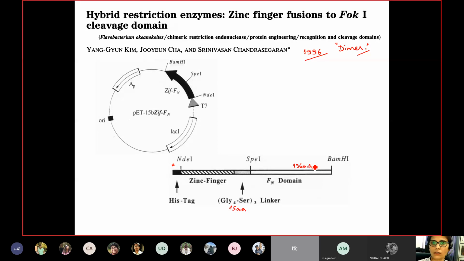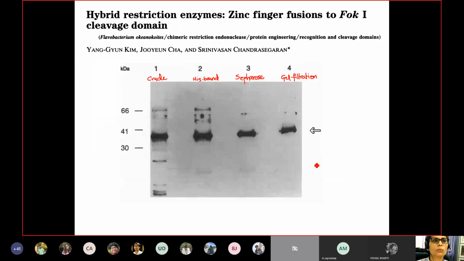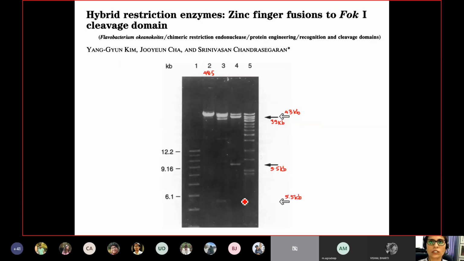They did the cloning, and after that they were able to purify this protein in good amount. For example, here you see the crude extract, then the His-bound column, then the Sepharose column, and finally from the gel filtration they were able to purify this protein. As is the tradition, once you have the chimeric protein, you want to see whether it is cutting any DNA or cutting at a specific site. For that they used a substrate, lambda phage DNA with 48.5 kb length.